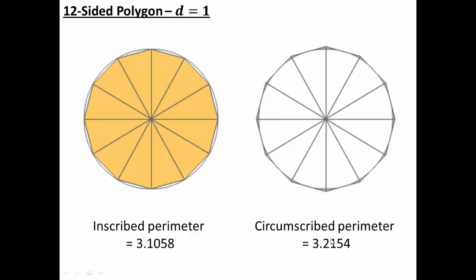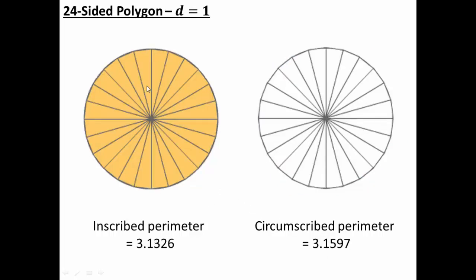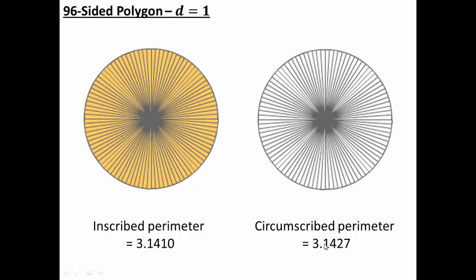The circumscribed perimeter decreases from 3.4 to 3.2. As I increase the number of sides, notice the 24-sided polygon is now 3.1326 to 3.1597. Increase it to 48. Increase it to 96. As I increase more and more sides to the polygon, the distance between the inscribed perimeter and the circumscribed perimeter gets smaller and smaller and smaller. And notice we start to approach an agreed upon value of 3.14.